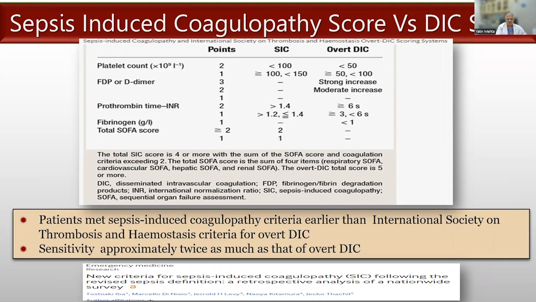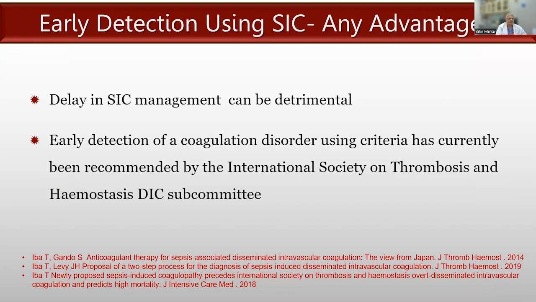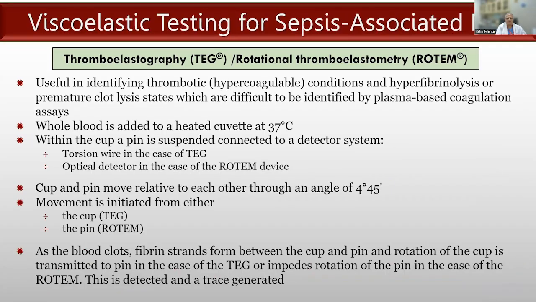With DIC, it would take a longer time to diagnose. So this score has a sensitivity twice as much as the overt DIC scoring. This is important because if you use this SIC score, the diagnosis is earlier, and earlier diagnosis, ISTH recommends, leads to better outcome.